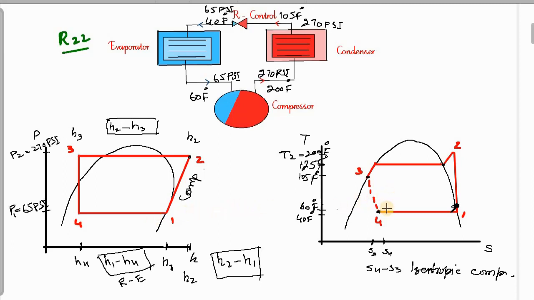And in the TS diagram, this is our evaporation process, which is from point 4 to this point, not to point 1. From point 4 to this point is the phase change region, and here the temperature remains constant at 40 degrees Fahrenheit, while the entropy of the system increases. The total change in the entropy is, this is our S4 and this is our S1, so the total change in the entropy is S1 minus S4.